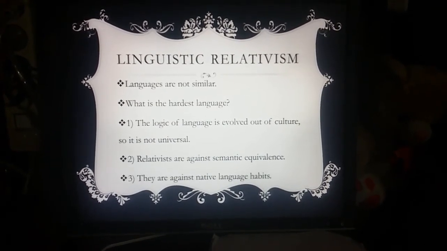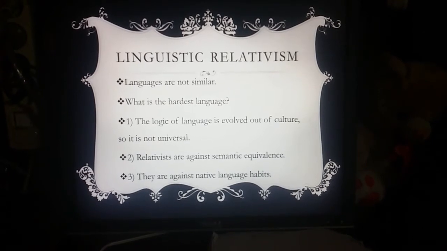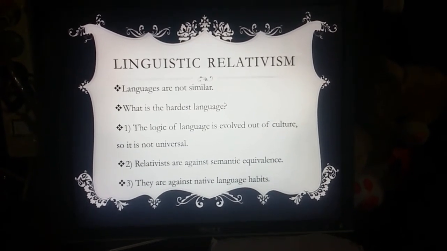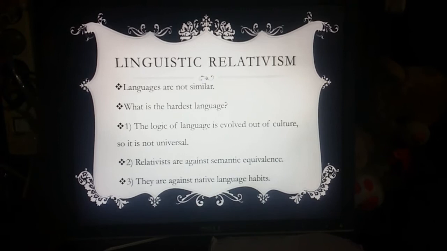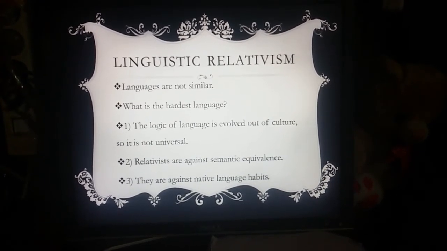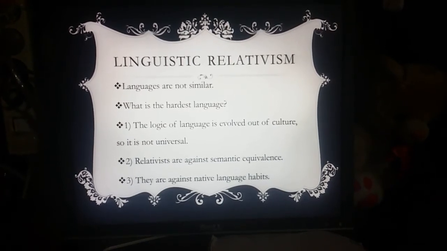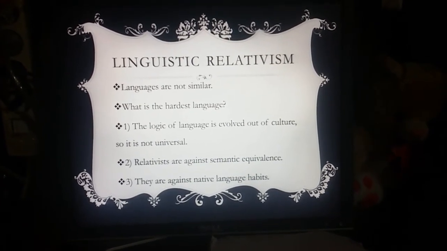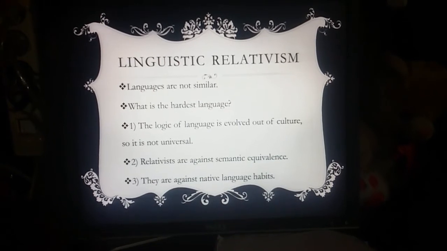And finally, relativists are against native language habits. So for example, if someone said that my native language has some habits that must be applicable to other languages, he will be mistaken according to relativism because they are against this assumption.